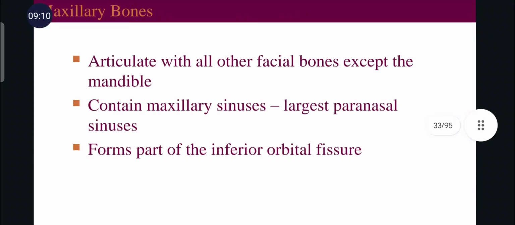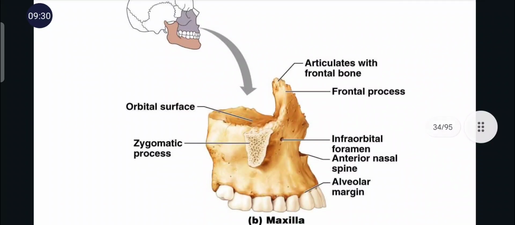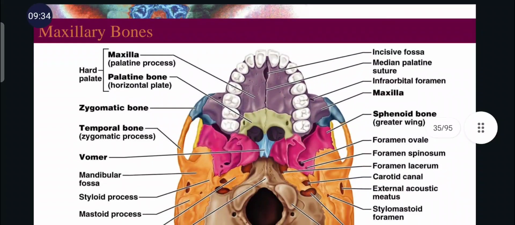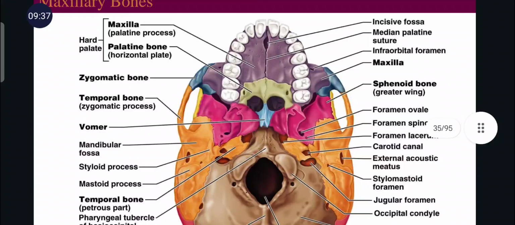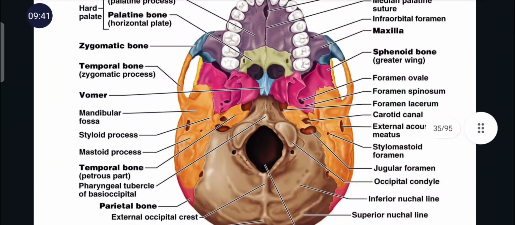Maxillary bones are the bones of the upper jaw. They articulate with all the other facial bones except the mandible. They contain the maxillary sinuses, forming the large paranasal sinuses. They also form part of the inferior orbital fissure. These are the maxillary bones, or bones of the upper jaw. Here you can observe the maxillary bone from the posterior view.